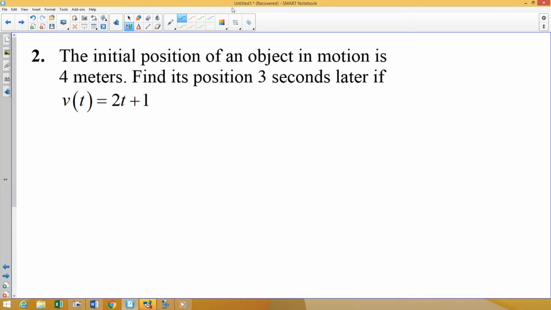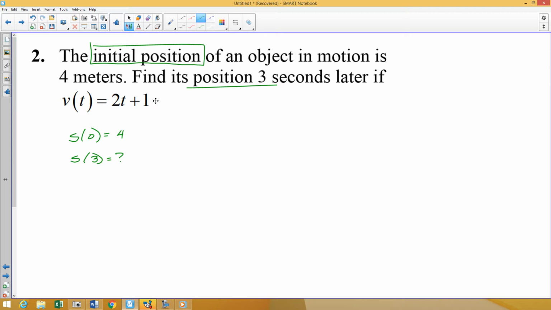Sometimes the setup is not quite as explicitly clear, and that usually happens when there's some kind of application to the rate of change. So here we have the initial position of an object being 4 meters, and I want the position 3 seconds later. Let's see, so initial position, that is your position at time 0. So s of 0 is 4. The question is asking for the position 3 seconds later, so I want to know what s of 3 is.